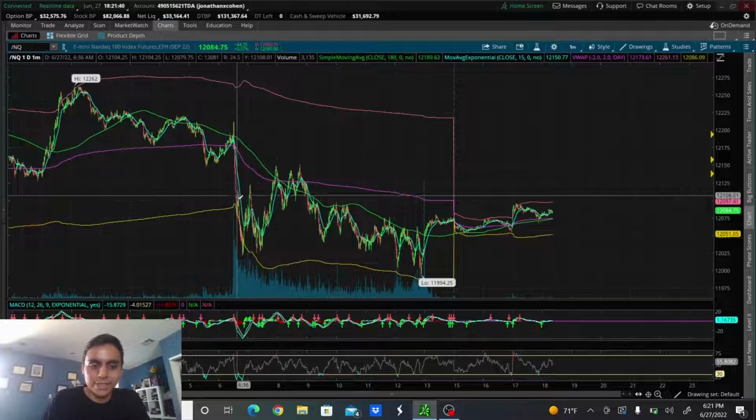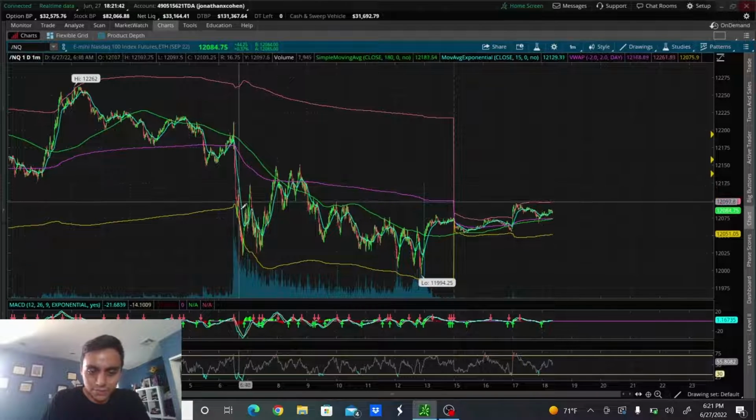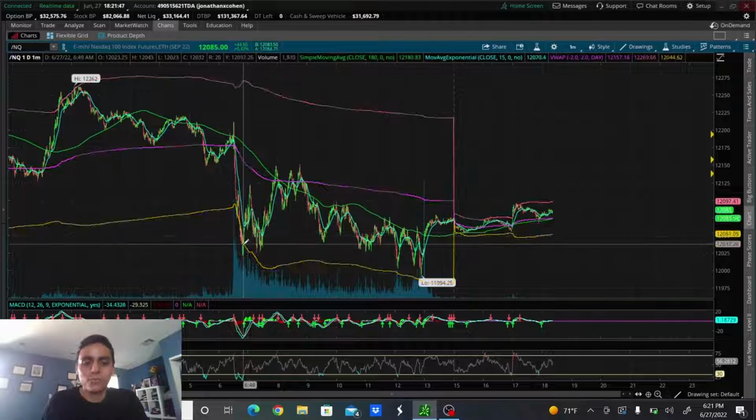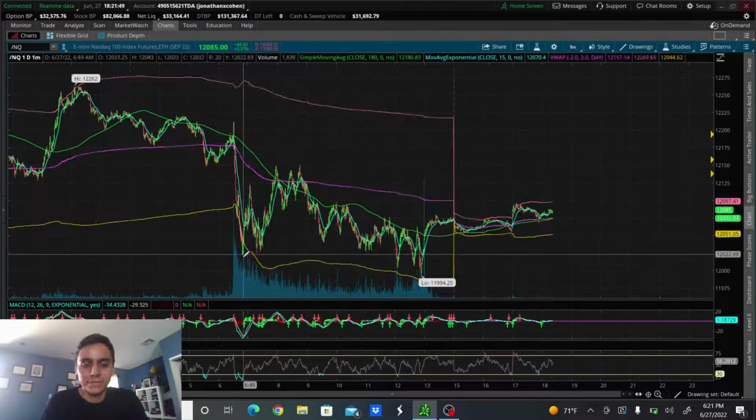It bounced, as you can see, and then immediately started to aggressively get rejected by the EMA line. As it continued to sell off more and more, I ultimately had to cut my losses somewhere.